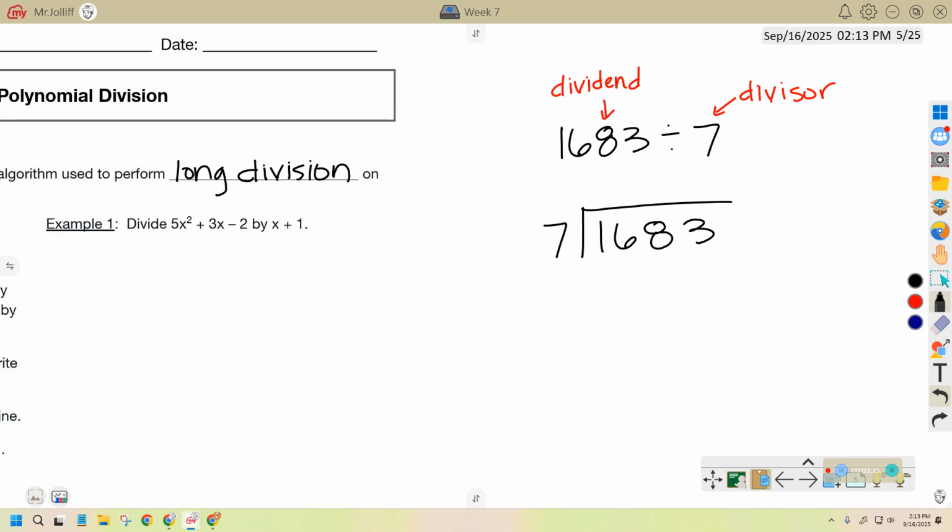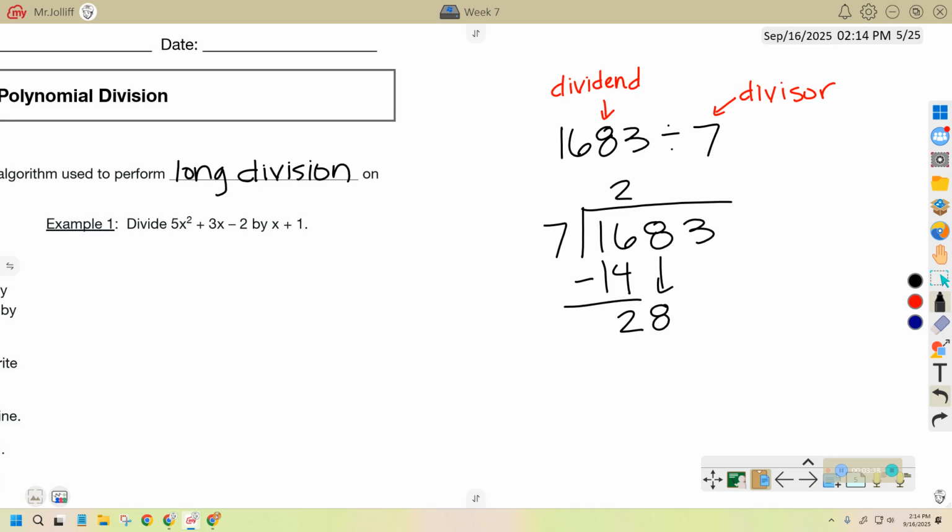Very good. Start in the first place. Does it fit into 1? No. Does it fit into 16? Yes. How many times? 2. It's in 2 times. 2 times 7 is 14. I need to find the difference. It's 2. What do I do next? Perfect. Bring down the next term.